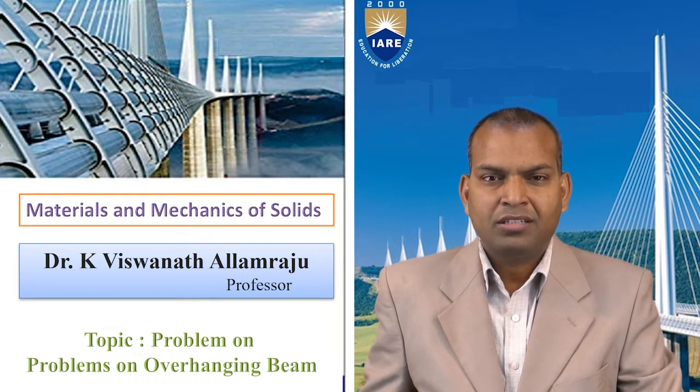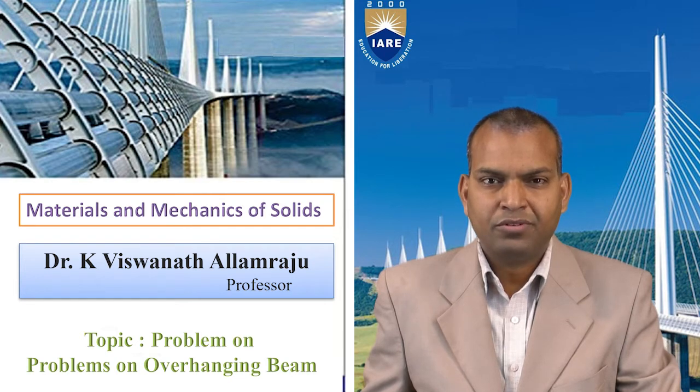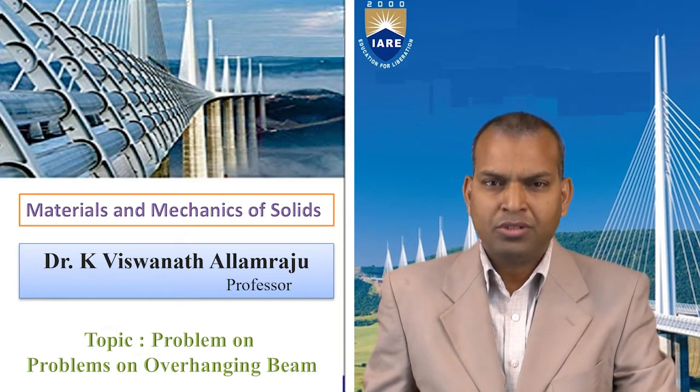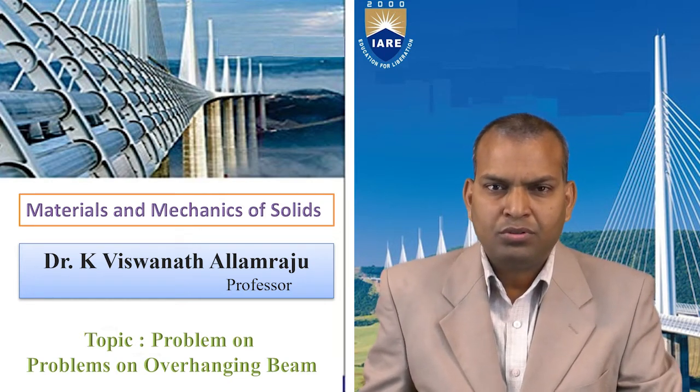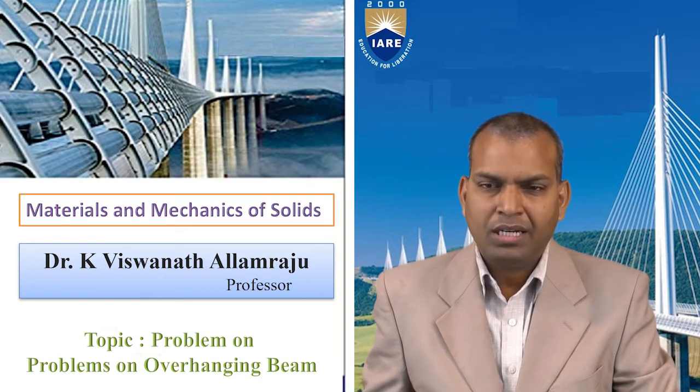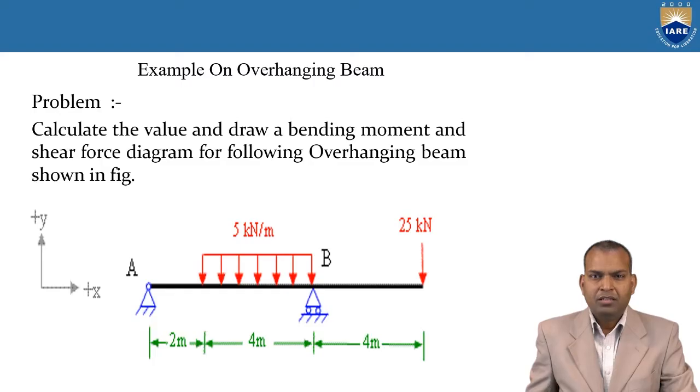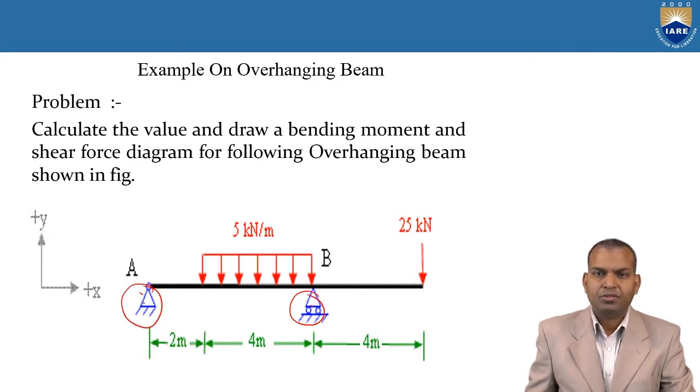Today we are going to study a problem on how to solve for an overhanging beam with a combination of loads, both a uniformly distributed load and a point load. We can see in this problem there are two supports. One is the roller support and the other is the knife edge support.